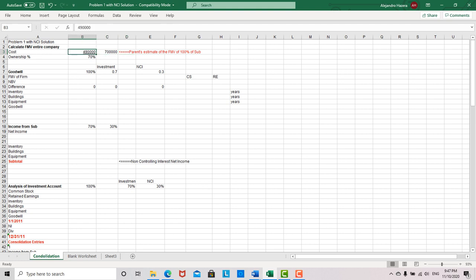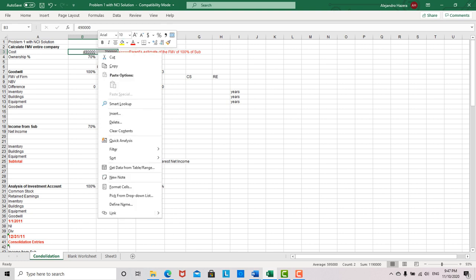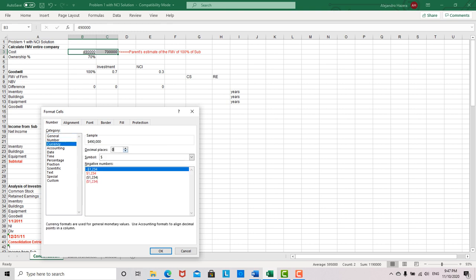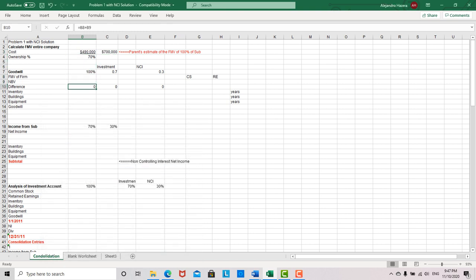Let's go ahead and make these dollars, currency, right here. So this number is what the parent thinks 100% of the subsidiary is worth. That number is going to be the sort of anchor for all the other calculations that we do here, especially the balance sheet calculations.